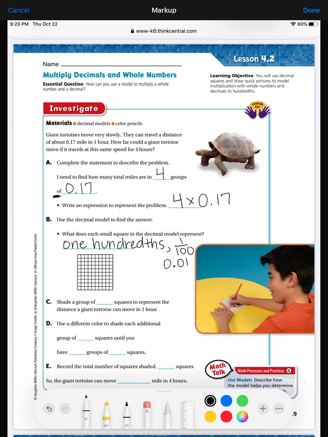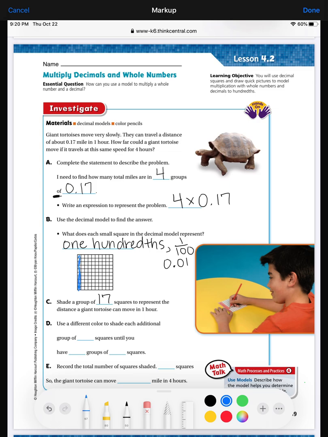Part C says to shade a group of blank squares to represent the distance a giant tortoise can move in 1 hour. So if we look back up at the top, it said that they travel a distance of about 0.17 miles in 1 hour. Okay, so we're going to shade a group of 17 squares to represent the distance a giant tortoise can move in 1 hour. So I'm going to use blue because that's going to be easiest for me. And I'm going to shade in 17 of these squares.